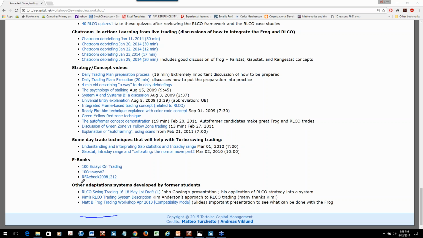The final section, these other adaptations, these are systems level descriptions that 3 students and friends have done. The first one, John Gowing, put together the RLCO strategy into swing trading. I had been using it only for day trading up to that point, but he came into one of our research weekends that we do annually out here in Kansas. Next one is in June, by the way. And he brought in his application of RLCO trading to a swing time frame with considerable success. And so that's his application that really suits him.